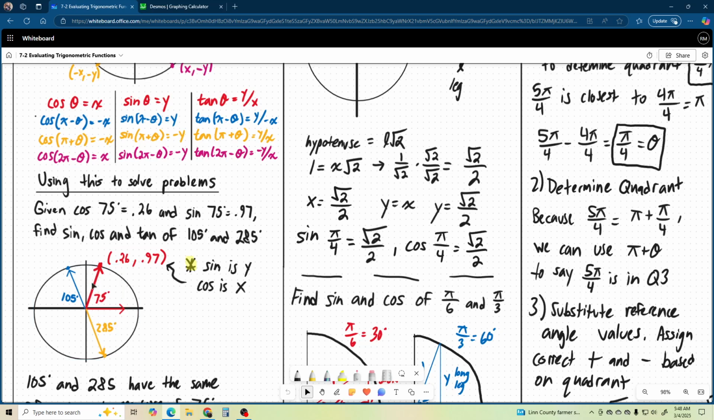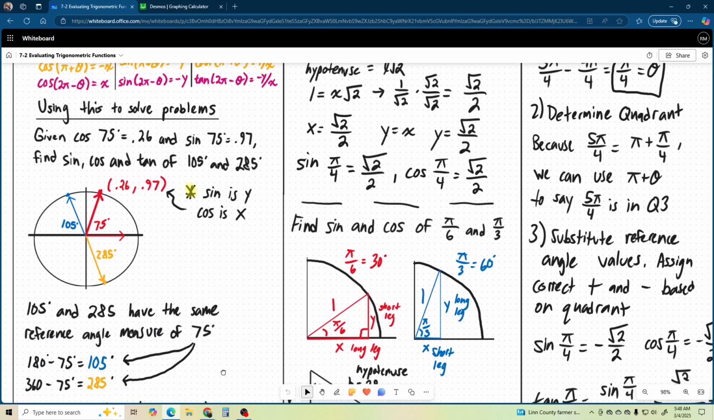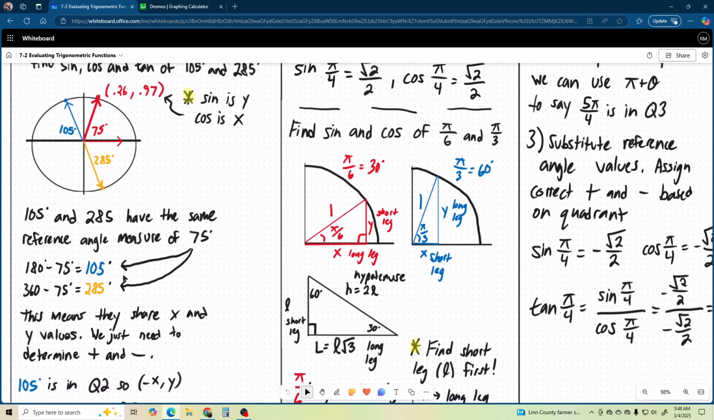So of course, in our first quadrant, everything's positive. At 105, our x value is negative, so it'll be negative 0.26 and positive 0.97. And I can show you here, I did some of the math for you. I've already kind of explained this.